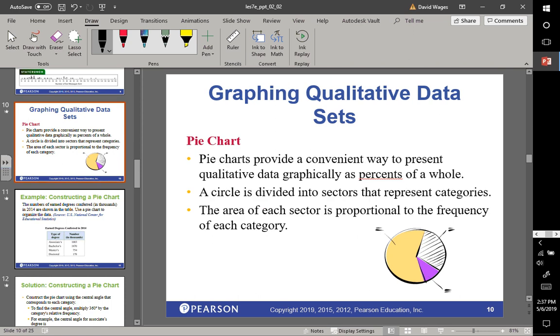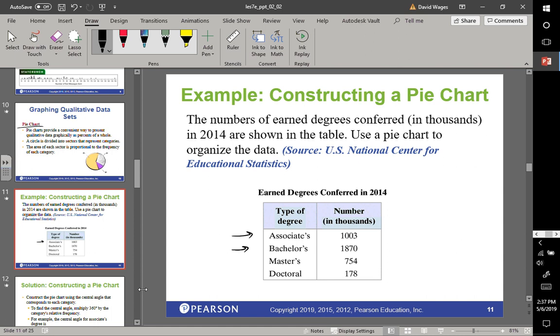We can also do graphs dealing with qualitative data. The most popular one probably is the pie chart. If you think about pieces on a pie chart, those usually represent different categories. Categories are used with qualitative data, qualities. So on this, we would have a circle, and then we would have a slice of that circle for each category.